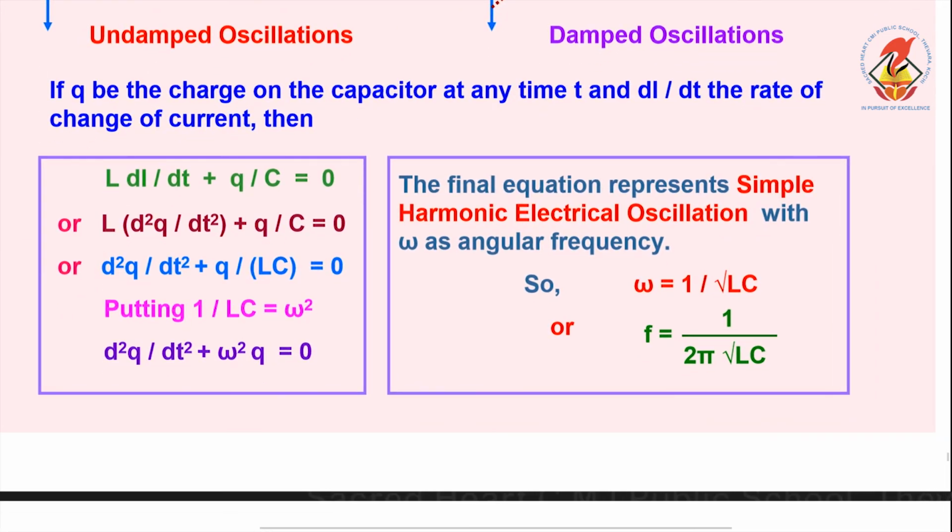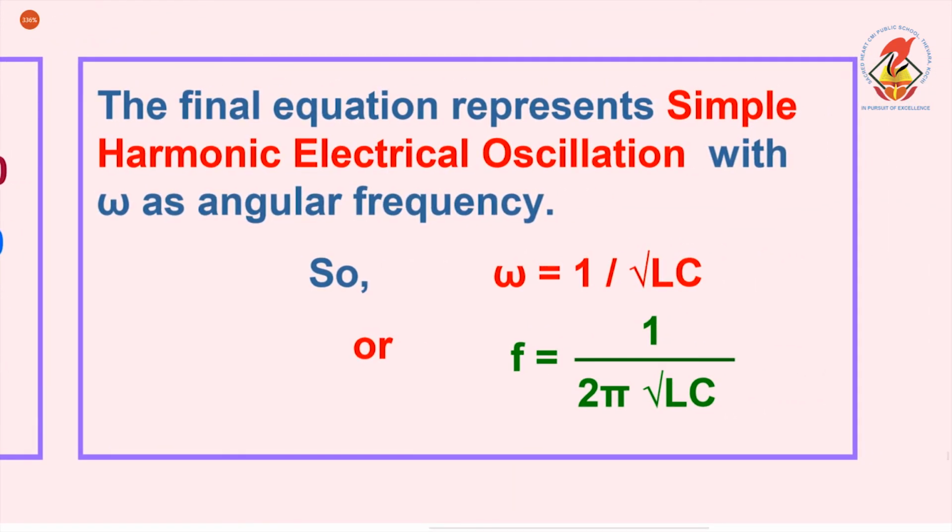Now look at this. How will I get the angular frequency of oscillation? Angular frequency of oscillation is given as omega is equal to 1 by root LC. And the frequency of the LC oscillation, which is f, that is omega by 2 pi. So I can write 1 by 2 pi into root of LC. This is the expression for the frequency of oscillation.